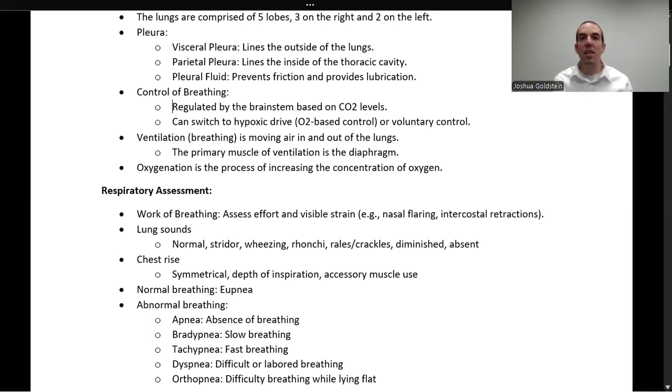The primary muscle of ventilation is the diaphragm. However, we do have accessory muscles, such as the muscles in between each rib. Next, let's move on to our respiratory assessment.